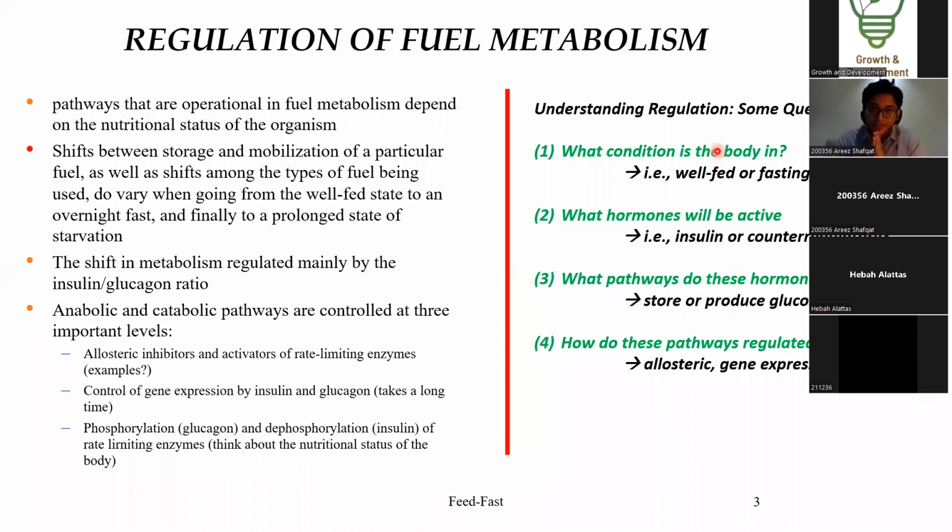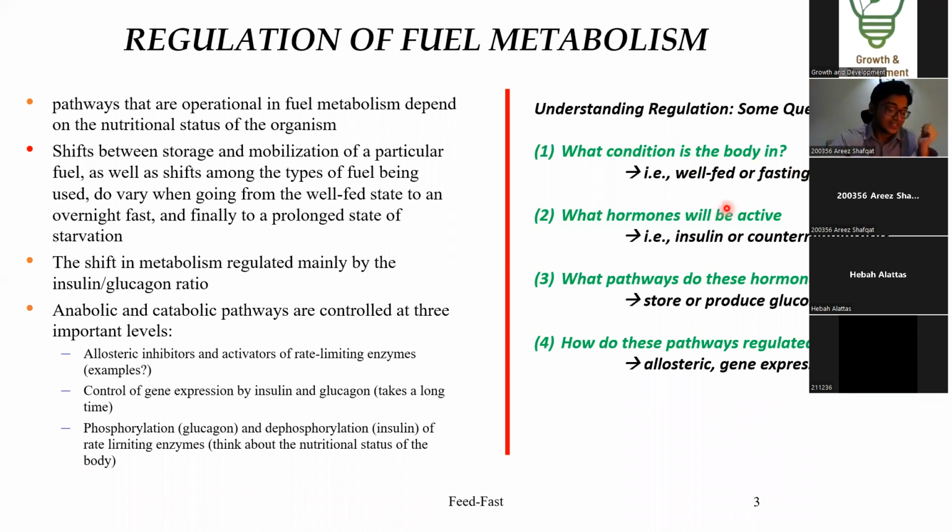So let me ask you, fatty acid synthesis, let me give you an example. Fatty acid synthesis, in which nutritional status must the body be in for you to activate fatty acid synthesis? Does fatty acid synthesis occur in a well-fed state or the starvation condition? Well-fed, because that's when your body wants to store that energy.